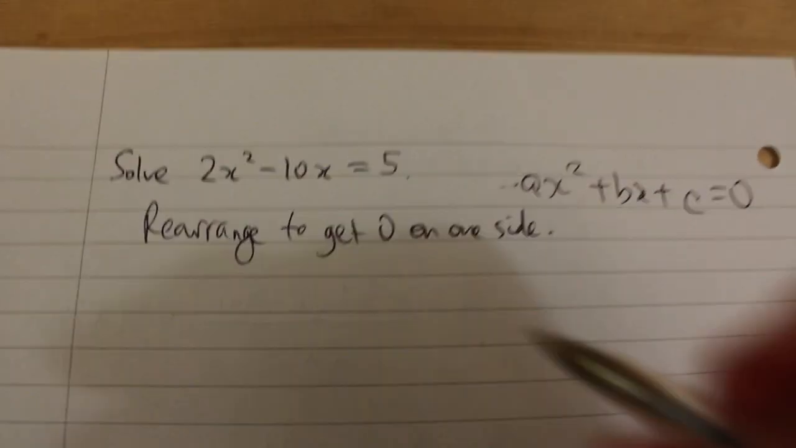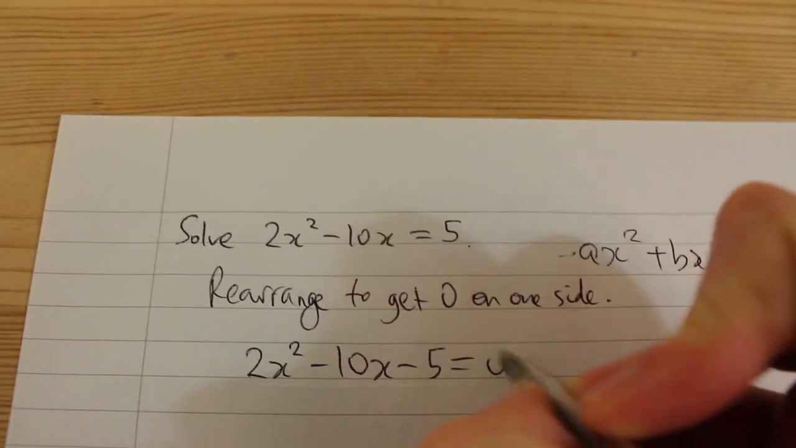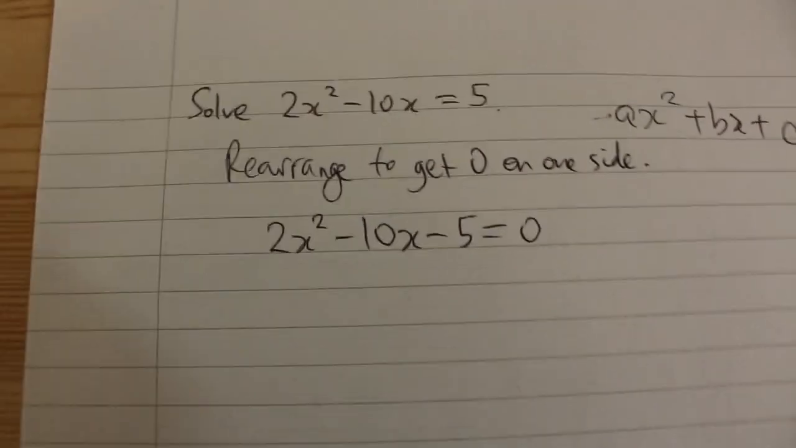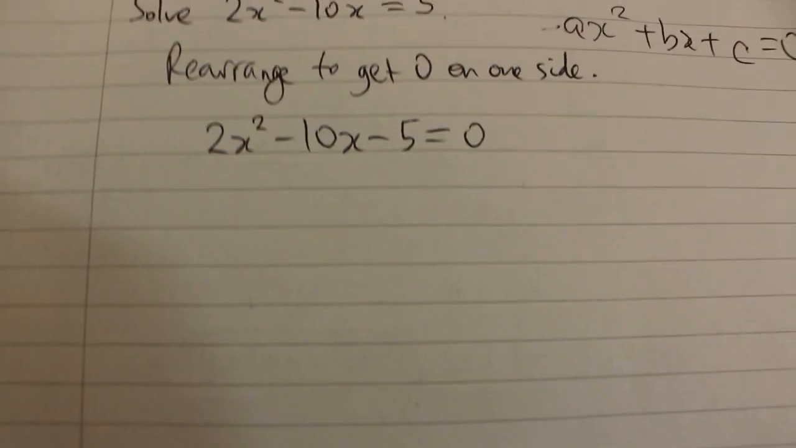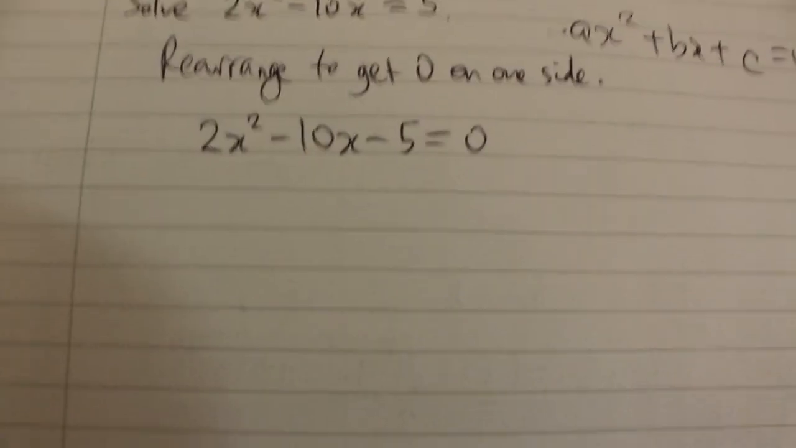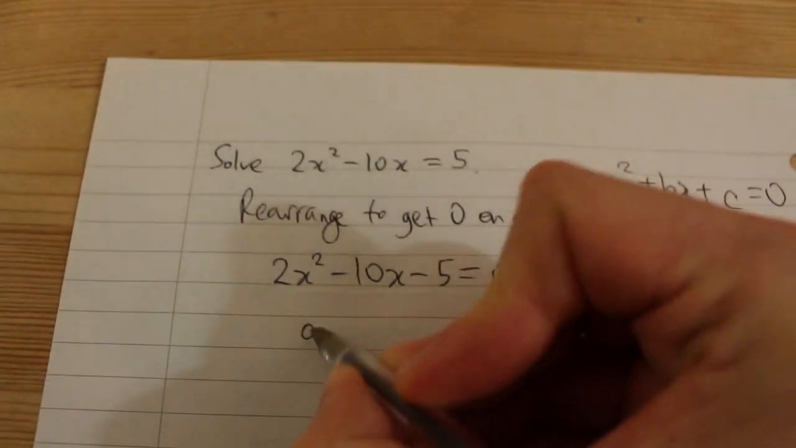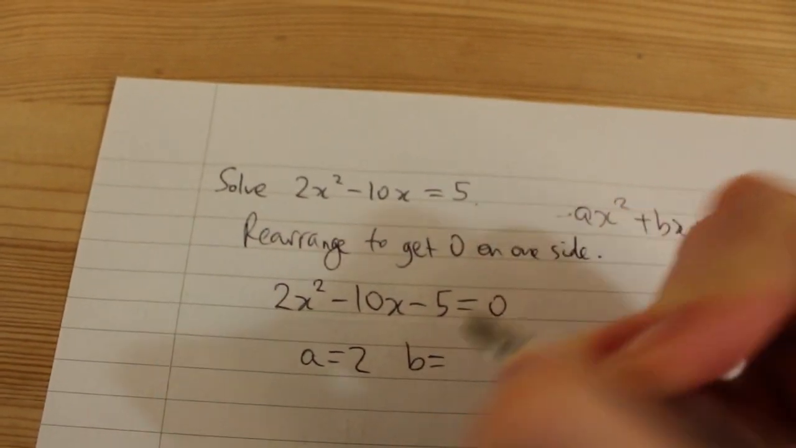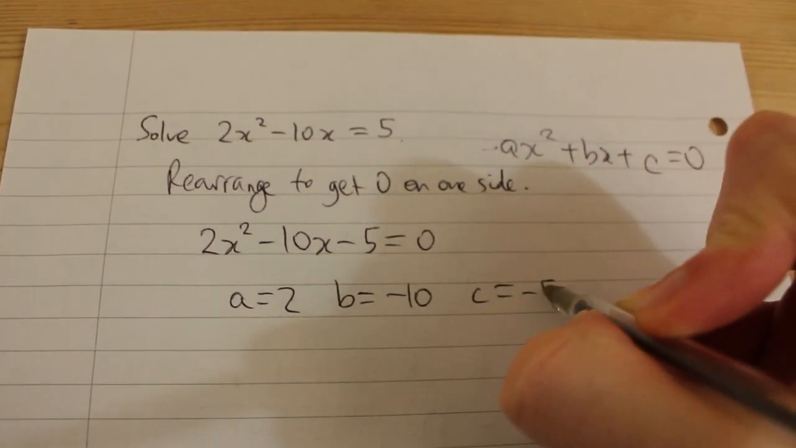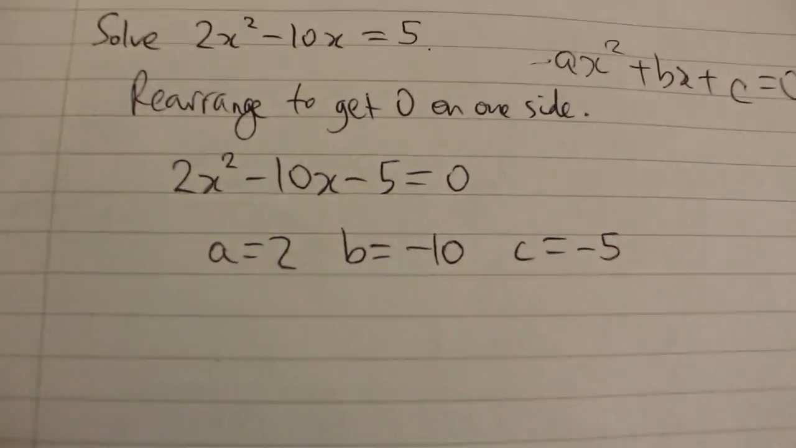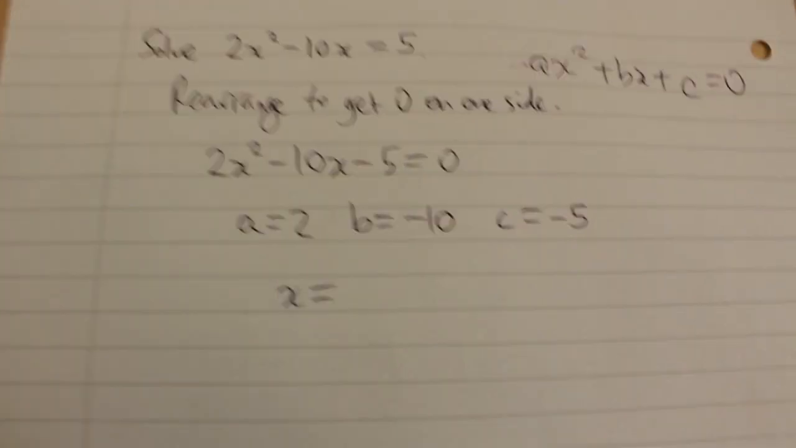So if we rearrange, we're going to get 2x squared minus 10x minus 5 equals 0. And then again, we might ask if this factorizes. It turns out it doesn't, so we're going to need to use the formula. So this time A is 2, B is how many x we have, which is minus 10, and C is the constant term here, which is minus 5. And then we can plug these three numbers into the formula.